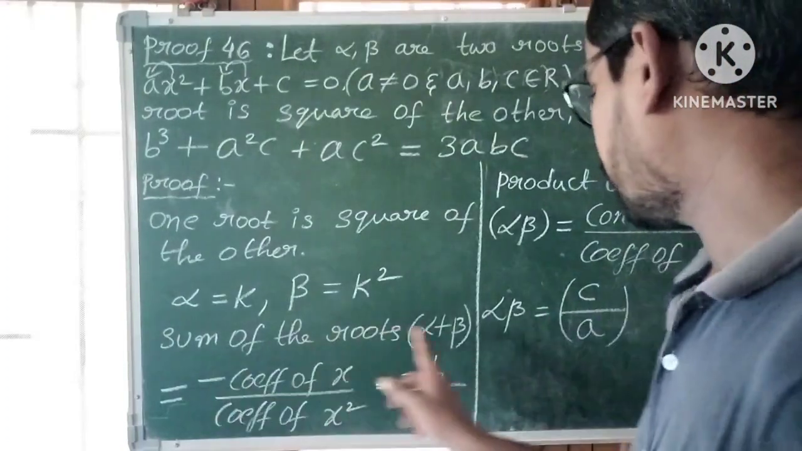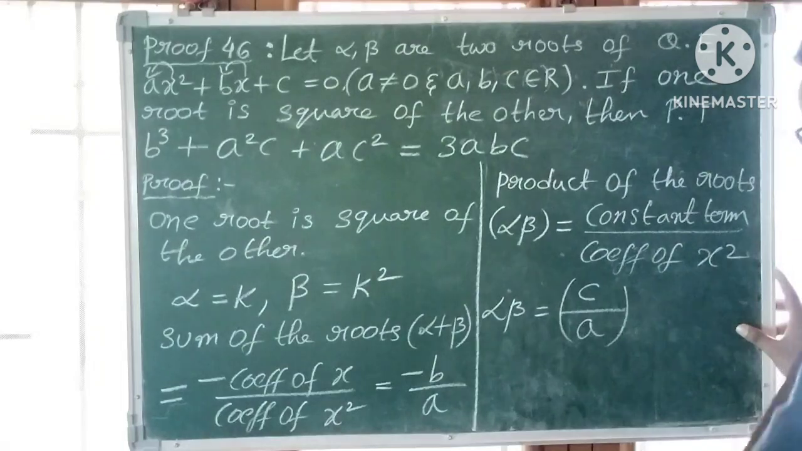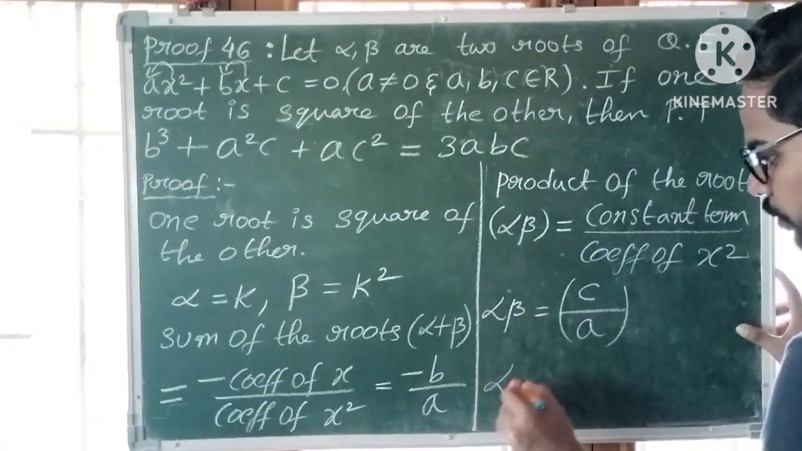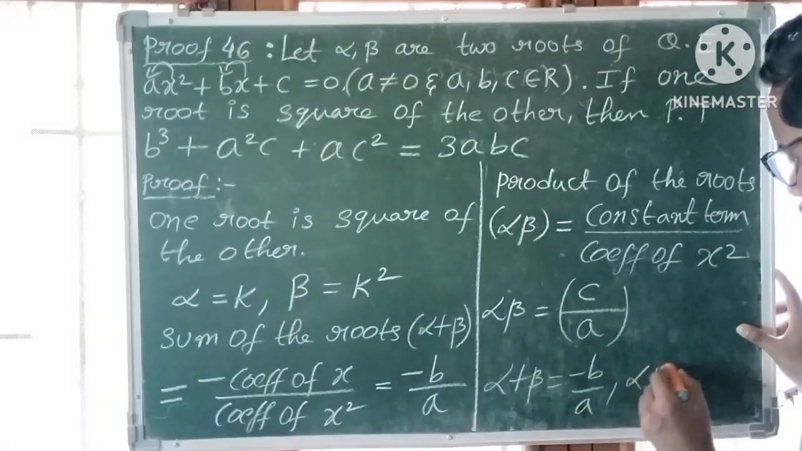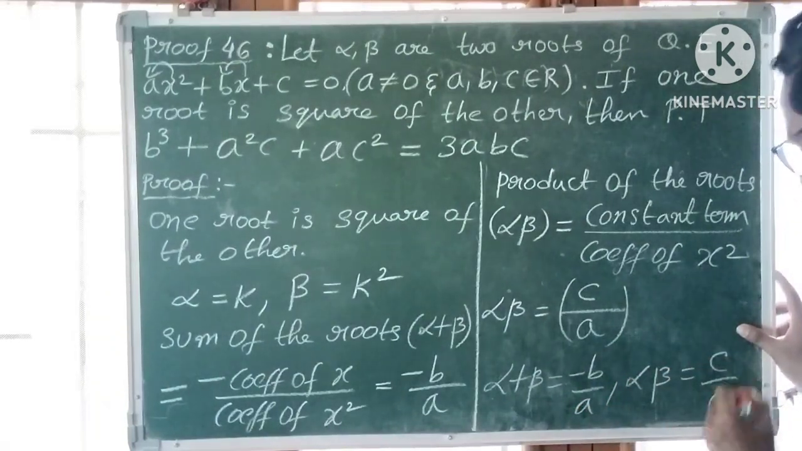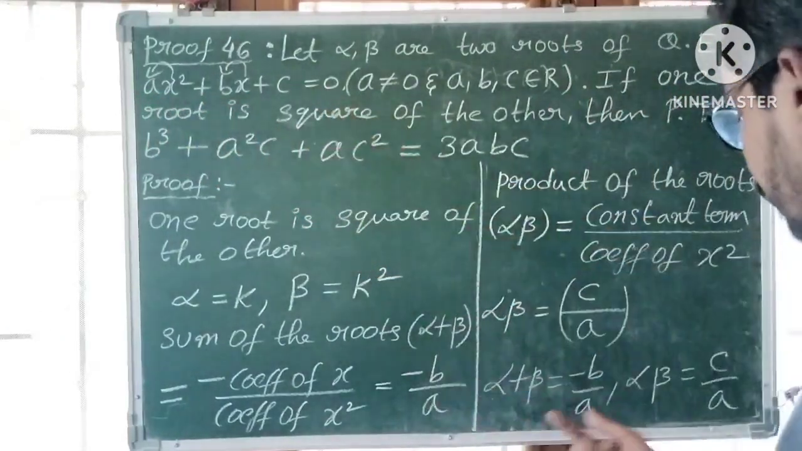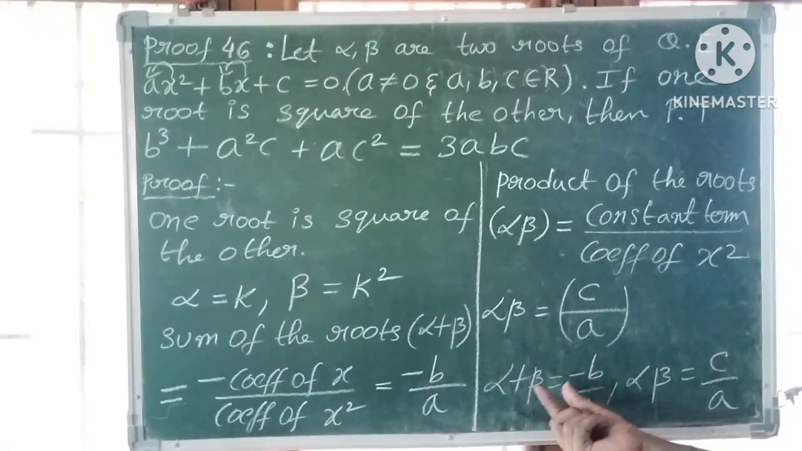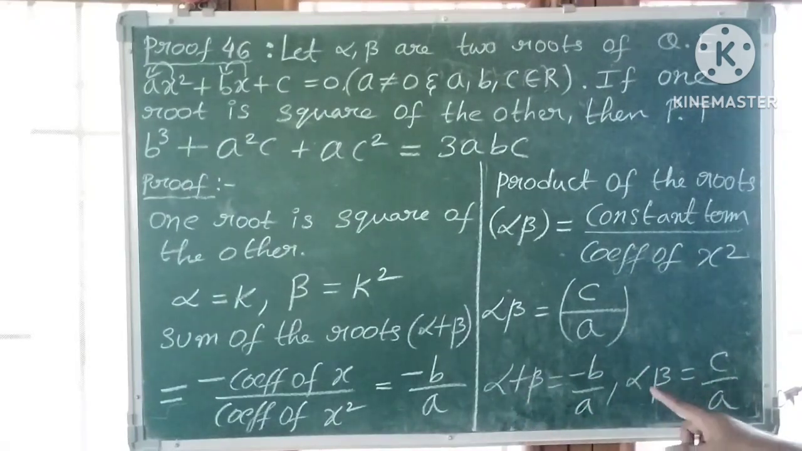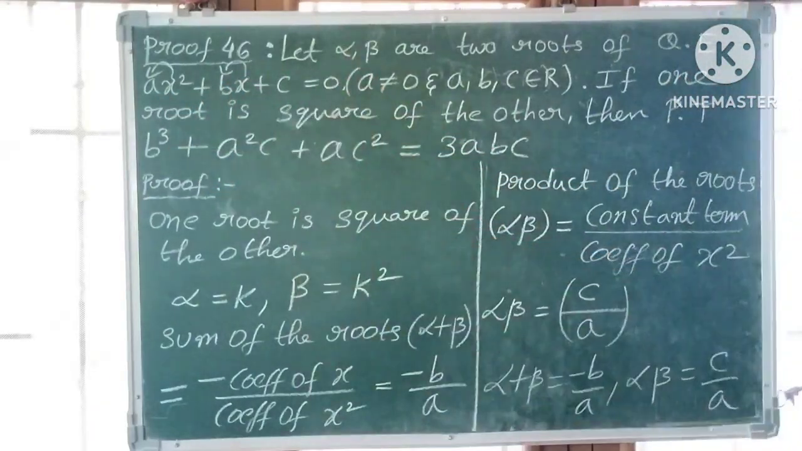So the sum of the roots, alpha plus beta, is equal to minus b by a. The product of the roots is equal to c by a. So the sum of the roots is equal to minus b by a. The product of the roots is equal to c by a, if the quadratic equation is ax square plus bx plus c is equal to 0. These two formulas, minus b by a and c by a.